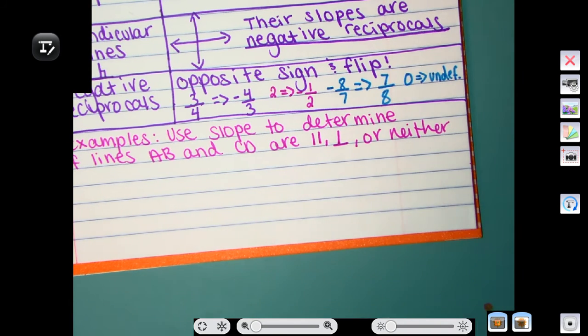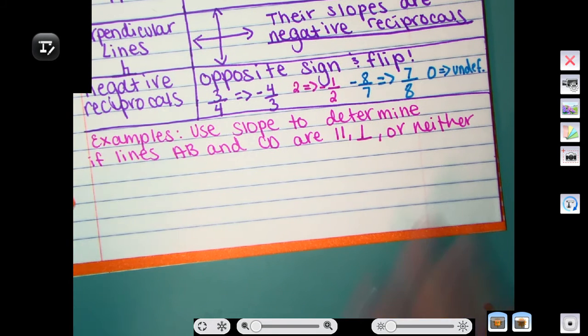So basically we're going to find our slopes. We're going to see, okay, are they the same? Are they negative reciprocals, or do they have no relationship and they're not parallel or perpendicular? So let's start with our first set of points here.